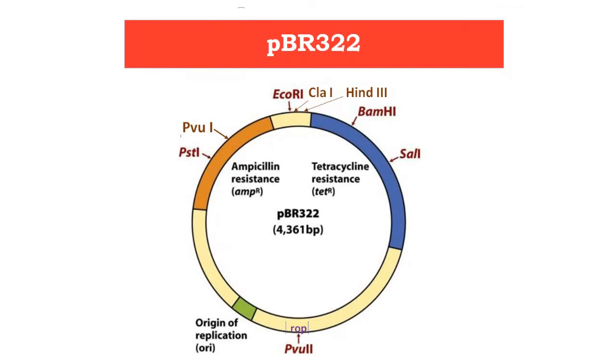Selectable markers, you can see there are two selectable markers. One shown in orange color here and the other in the blue color here. This marks the position of the gene coding for an enzyme, beta-lactamase, that will metabolize ampicillin. So this gene confers resistance against ampicillin. This one provides resistance against tetracycline. These labels, PstI, PvuI, and so on, are the restriction sites. So if we use EcoRI, it will cut from here. If you use BamHI, it will cut from here, SalI here, and so on.